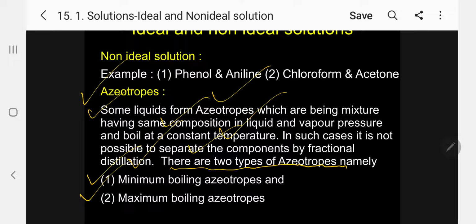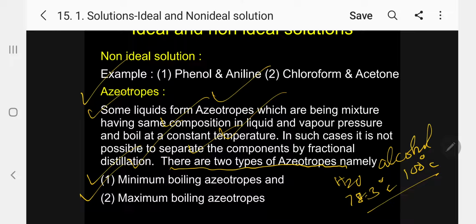What is it? A simple example. Kindly follow. We can take water and alcohol. A simple example we are going to see. Water boils at 100 degrees centigrade. Alcohol, 78.6 or something. So what will happen now?